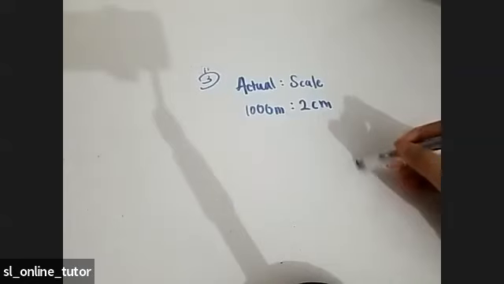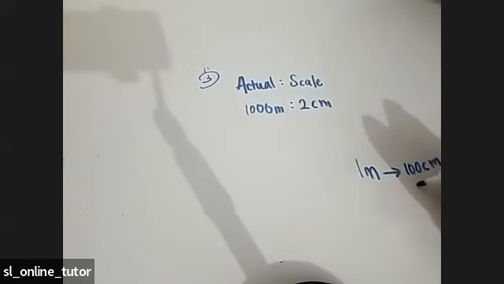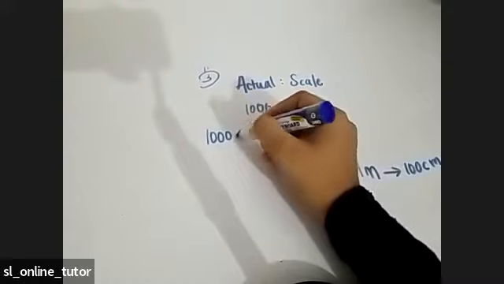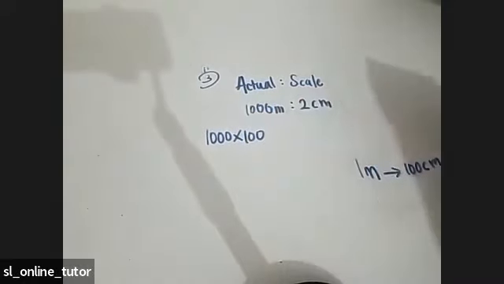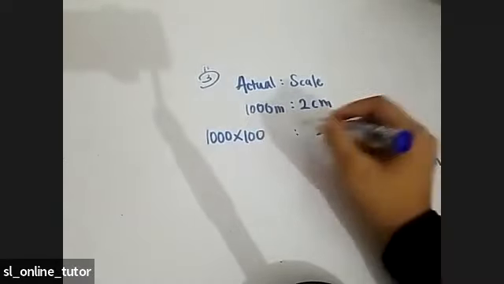Centimeter to meter. Okay, 1 meter is how many centimeters? 100. 1 meter is 100 centimeter. Now, if you want to convert 2 centimeter, we will get a very small value. So it will be easy if we convert meters to centimeter. 1000 meter, if you want to convert to centimeter, I can multiply by 100. Correct? Then we get here 2 centimeter. Now both are in centimeters.